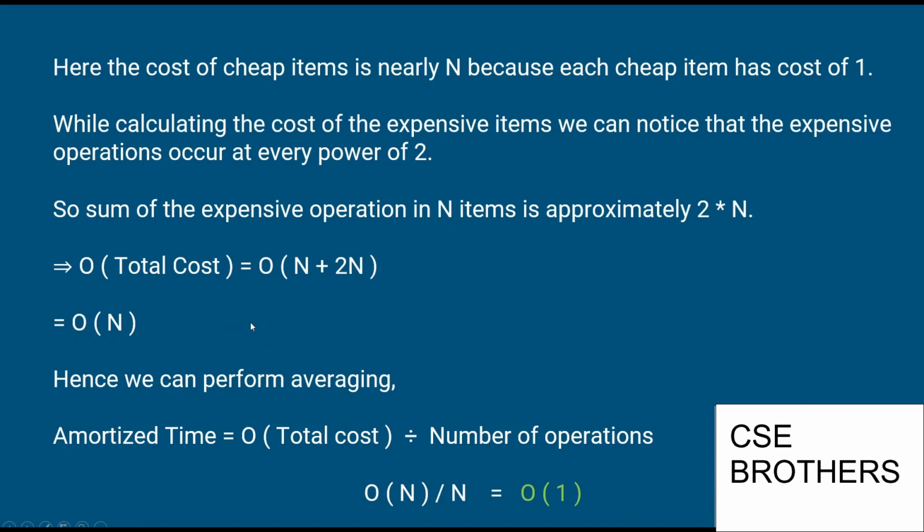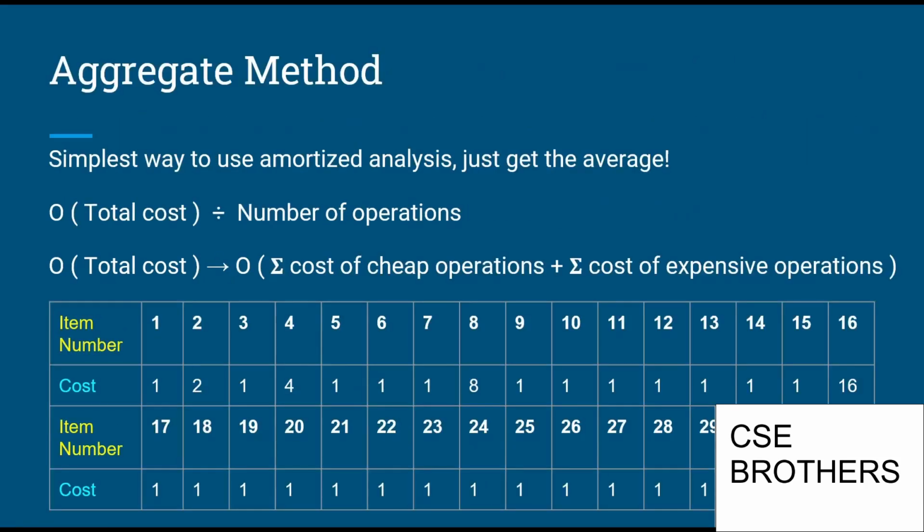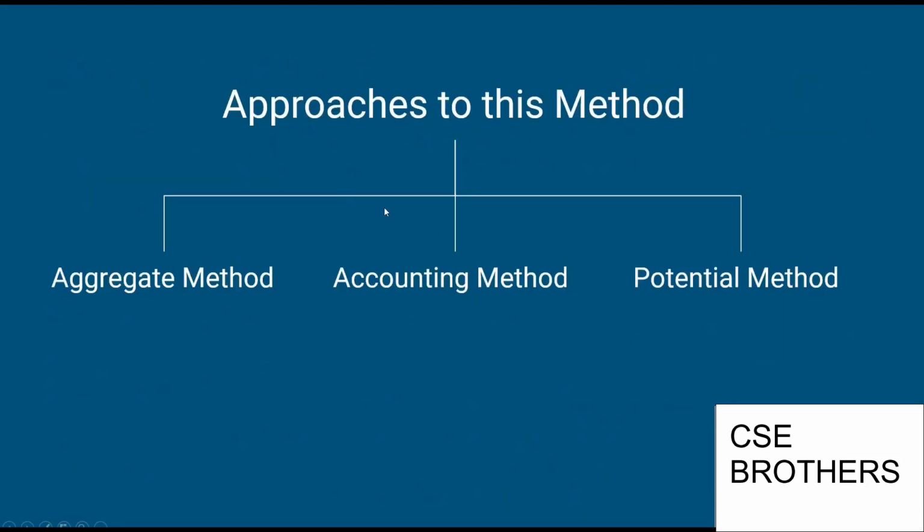Now we have to divide it by the number of operations, that is n. So for amortized analysis, the O of total cost is given here and divided by the total number of operations, that is n. So O of n by n, we get O of 1. This is the measurement using the aggregate method of amortized analysis. Now we will go on to the accounting method that we discussed.